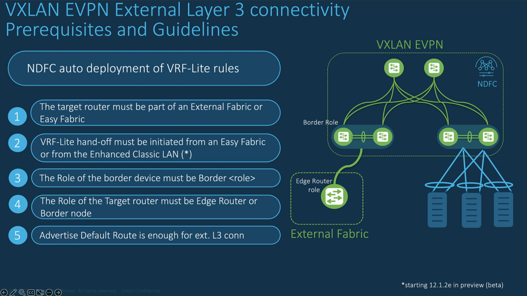Advertising the default route is traditionally enough for external layer 3 connectivity. In addition, the VTEP of the border leaf node will advertise dynamically the learned route from outside. Host route is disabled by default. In case of multiple sites, you may want to advertise the host route to optimize the path toward the endpoints.